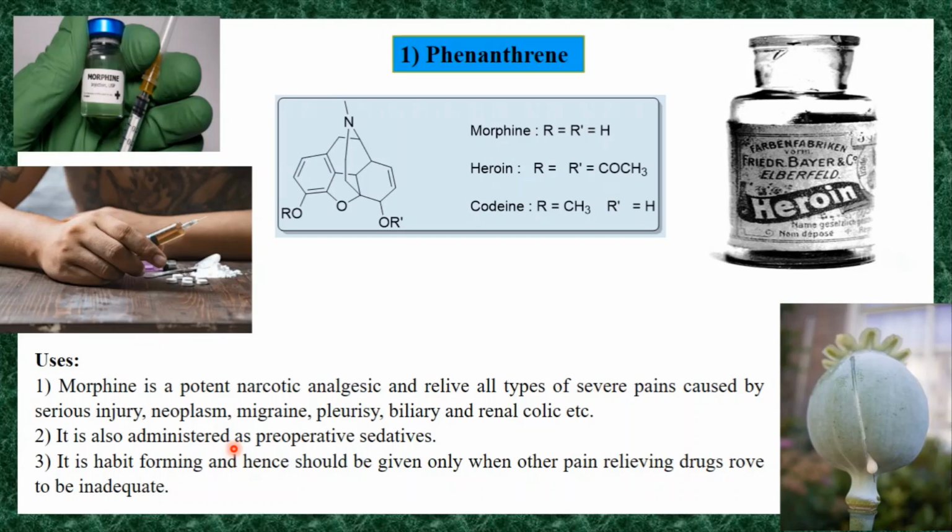Drugs with action similar to morphine that are produced synthetically are known as opioids. The terms opiate, opioid, and narcotic are used interchangeably.